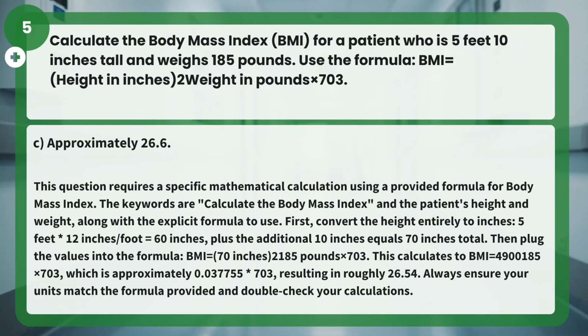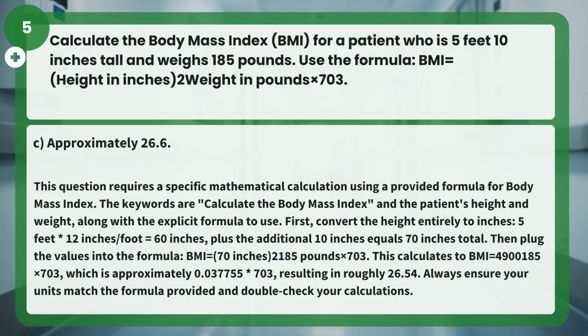Answer: C. Approximately 26.6. This question requires a specific mathematical calculation using a provided formula for body mass index. The keywords are calculate the body mass index and the patient's height and weight, along with the explicit formula to use. First, convert the height entirely to inches. 5 feet * 12 inches per foot equals 60 inches, plus the additional 10 inches equals 70 inches total. Then plug the values into the formula.